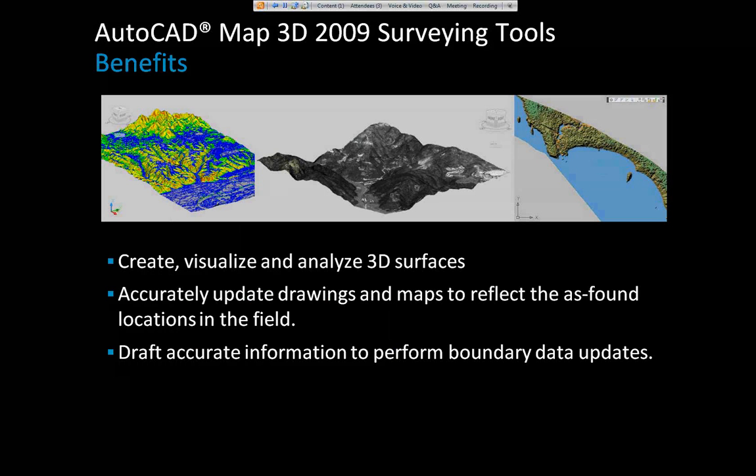So, quickly, the benefits. Easily create, visualize, and analyze 3D surfaces. We'll see that today in the hands-on, how we can do some slope and hill shading analysis based on raster or TIN surfaces. We can update drawings and maps to reflect the as-found locations in the field by importing point data. And we can draft accurate information based on those two new COGO input commands, the bearing command and the distance command.